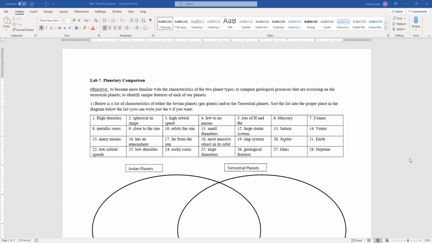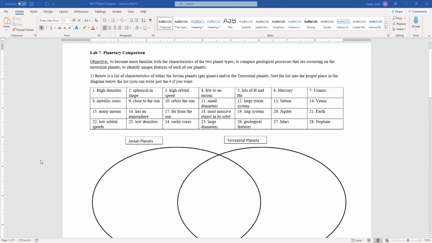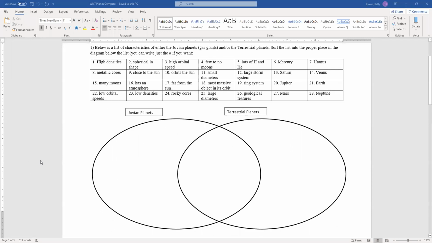Lab 7 is fairly self-explanatory, but I want to go over a couple places where students lose points that shouldn't be lost. The first section here, for the most part, people get. You're looking at our Jovian or gas giant planets, comparing them with our terrestrial or Earth-like planets. You're going to put the number or the phrase inside where they belong. Jovian on this side of the Venn diagram, terrestrial on this side of the Venn diagram, and then what all 8 planets have in common in the middle.